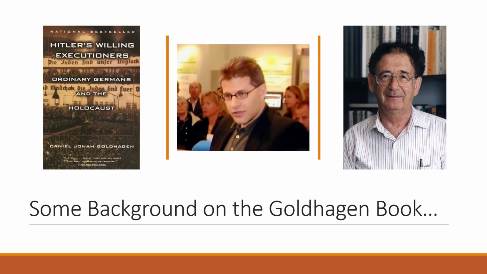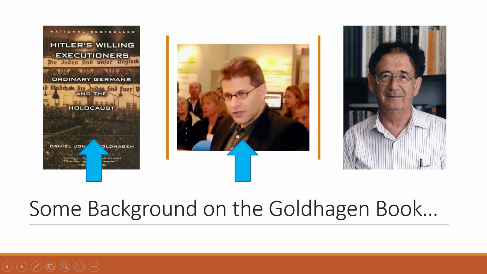Now, in order to help you with this assignment, I need to provide you with a little background about the review of the Goldhagen book. In 1996, historian Daniel Jonah Goldhagen, this guy, wrote a very controversial book on the Holocaust titled Hitler's Willing Executioners. In this book, he basically made the argument that German culture made the Holocaust inevitable, and that there was something inherent in the German character that made anti-Semitism and the mass slaughter of Jews possible.